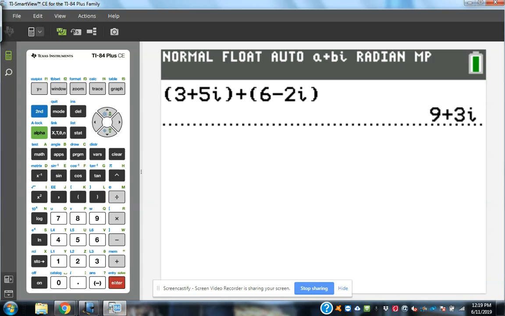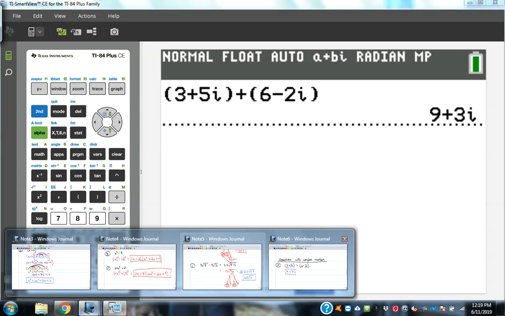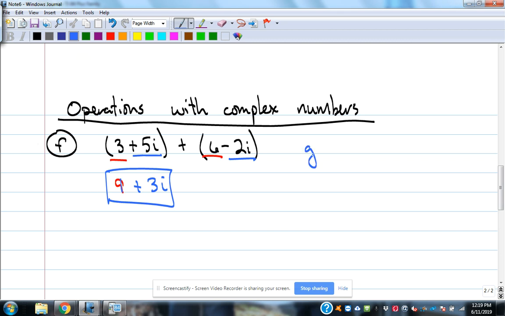It does the complex number for you. 9 plus 3i. Same thing I got when I did it by hand. And the reason I'm putting them in parentheses is to emphasize that this is one complex number, the 3 plus 5i, plus another complex number, 6 minus 2i. We're going to do a few more of those so I get some more practice with the calculator on that.